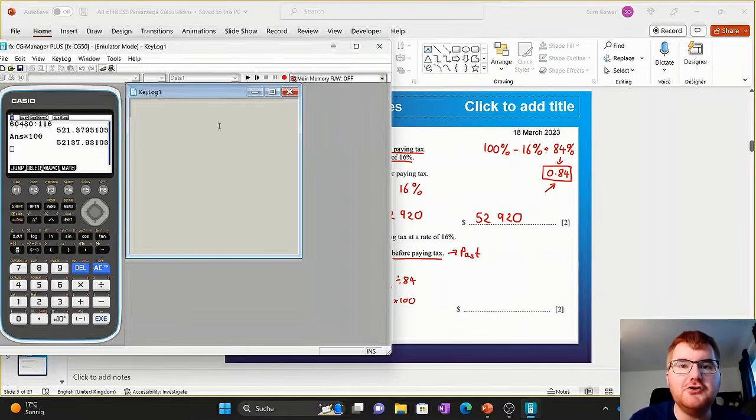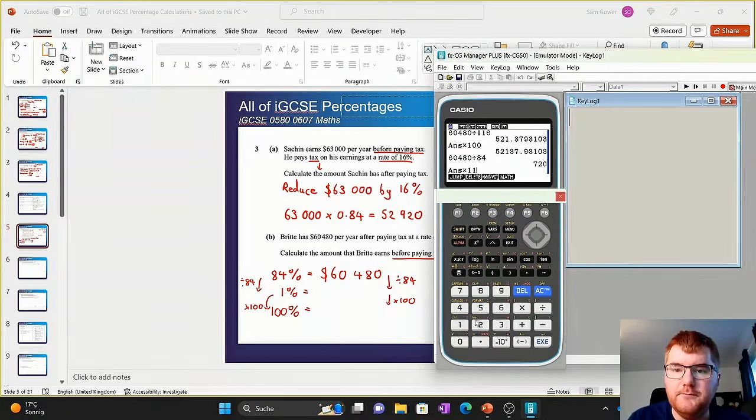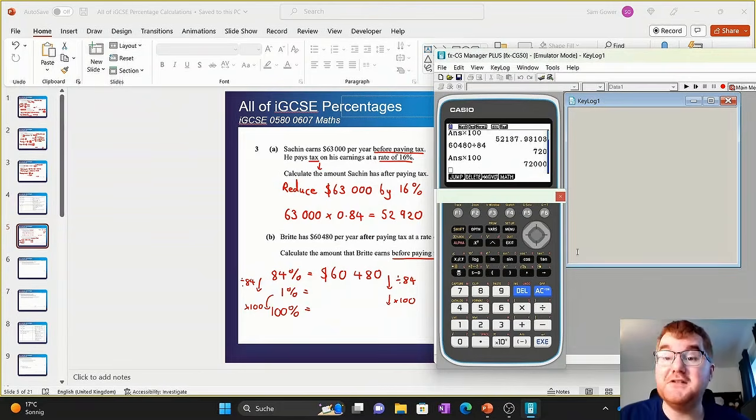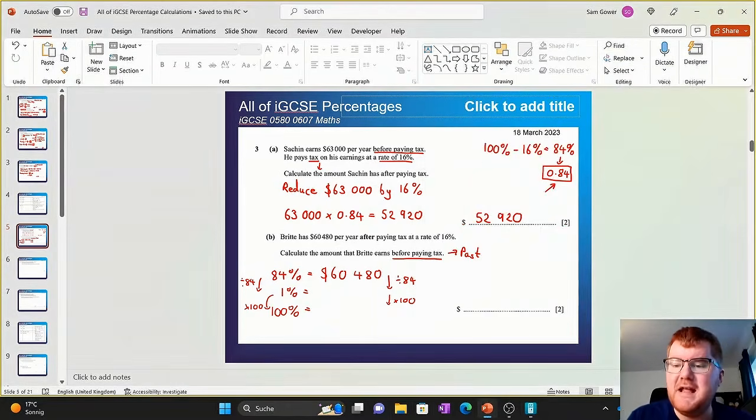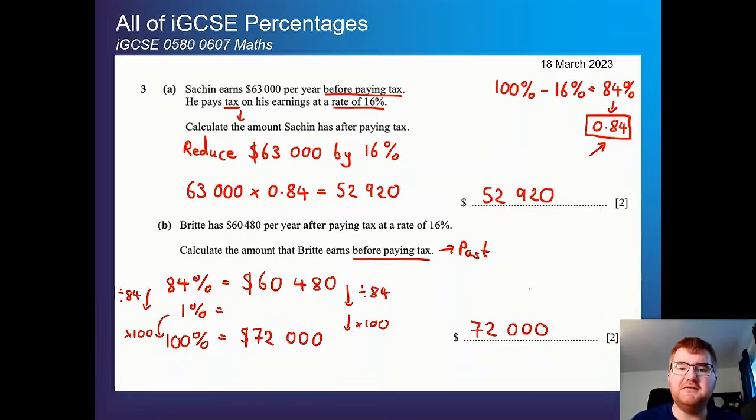Okay, so we followed the instructions from the question. So we've got 60,480. We're going to divide by 84. And then we times by 100. Making sure to use the calculator correctly here. There we are. And we got our answer here of 72,000. Again, getting a whole number or a number without lots of decimal places is usually a very good sign you've got the right answer. So here we've got 72,000.